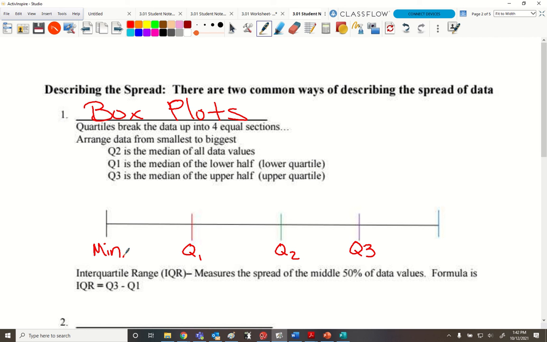What do you think is going to happen on the other end? That would be the highest number. Highest number, which is also referred to as my maximum. Good job.